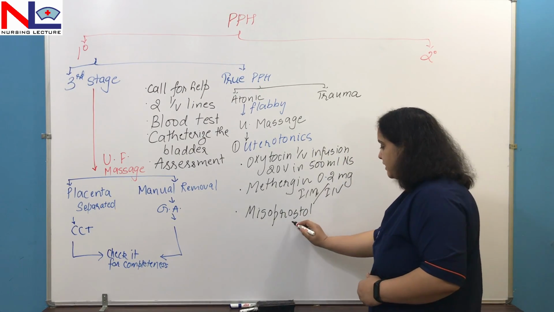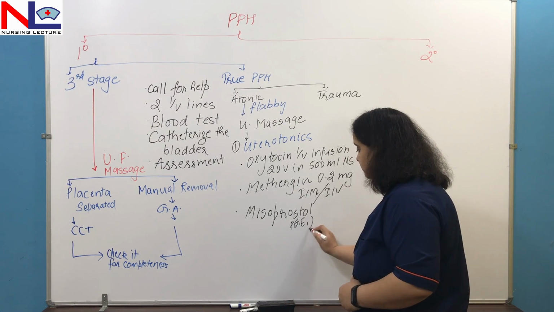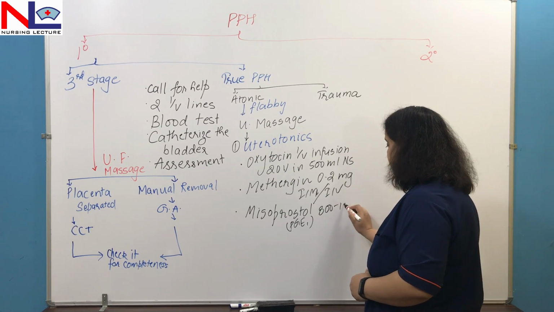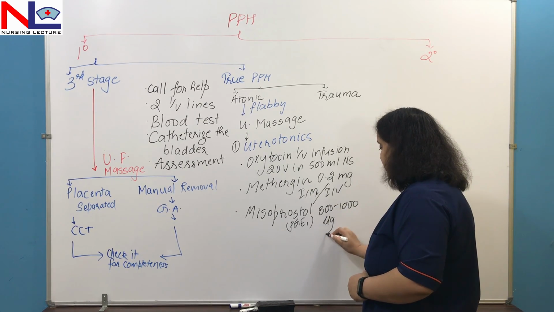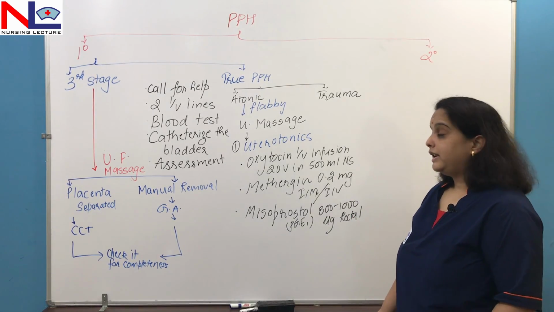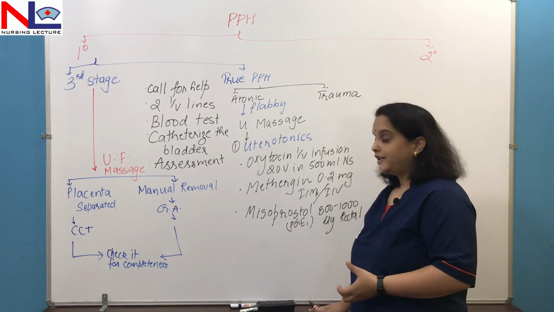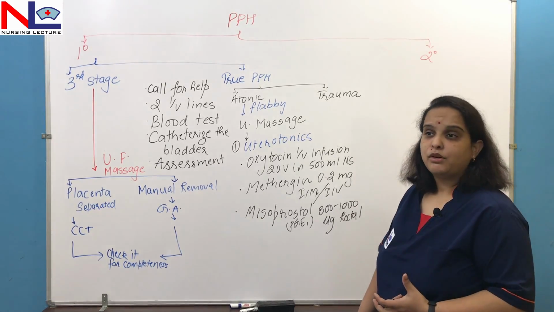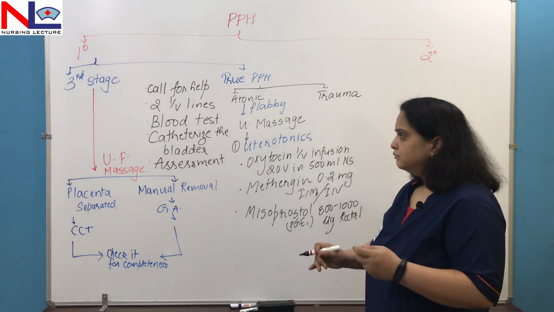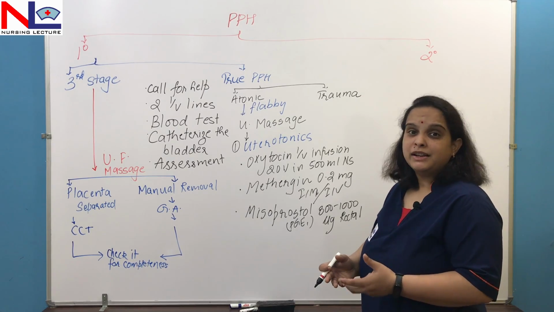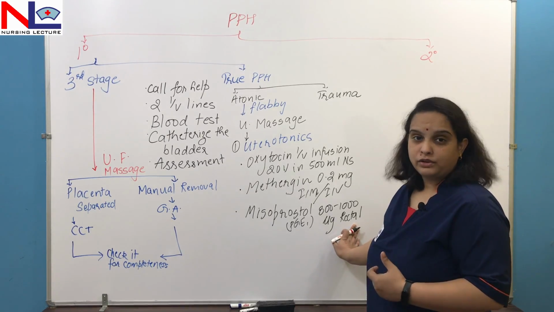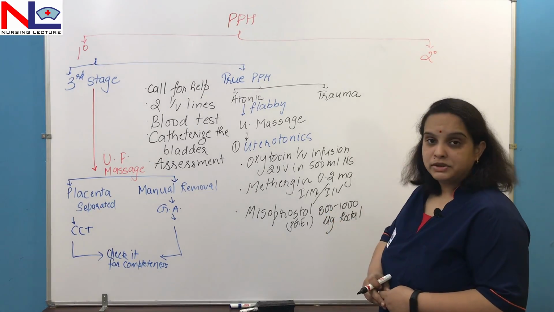Misoprostol is a prostaglandin E1 analog, and it can be administered at about 800 to 1000 microgram rectally. This drug can be administered orally, sublingually, rectally, or pervaginally, but here we prefer rectally, because pervaginally is not possible as the woman is heavily bleeding, and she may be lethargic and unable to take it orally. So the rectal route is most preferable for misoprostol.